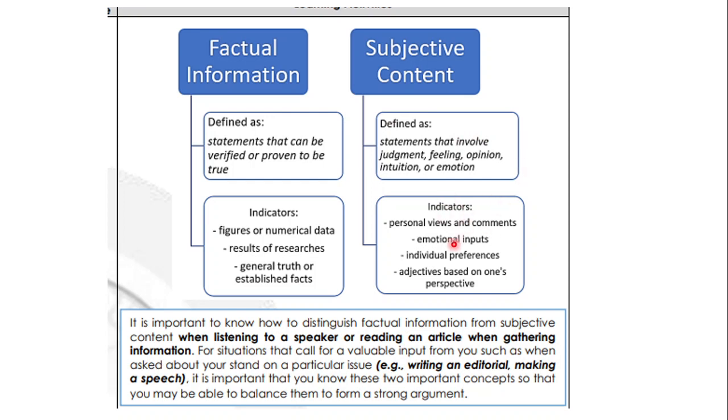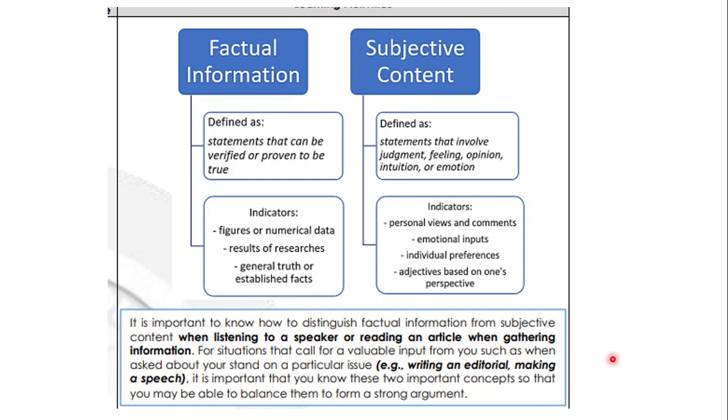Examples of this are personal views and comments, emotional inputs, individual preferences, and adjectives based on one's perspective. Okay, so it is important to know again how to distinguish factual information from subjective content when listening to a speaker or reading an article when gathering information.